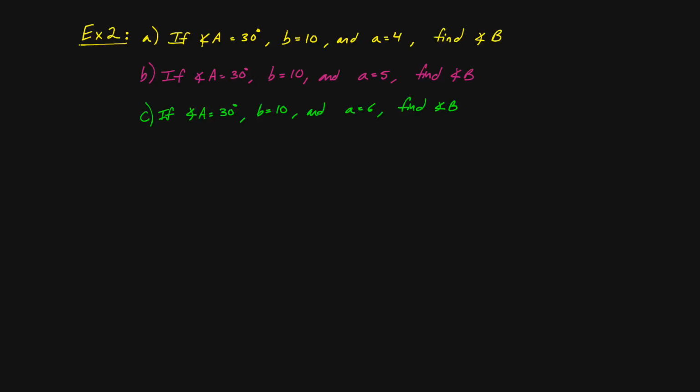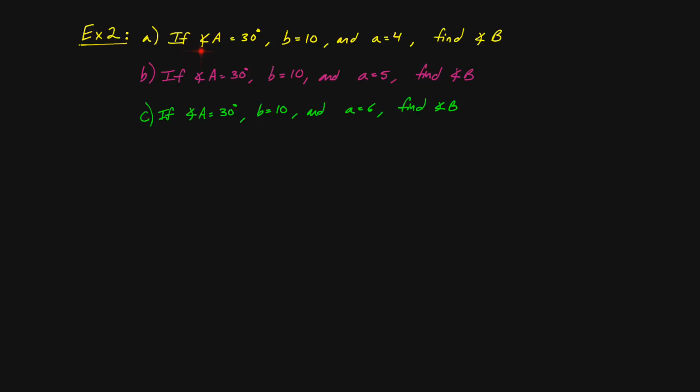So this is a continuation from part 1. This is part 2 of Law of Signs, focusing on the ambiguous cases. For this problem, it's going to be very different in this case because, well, I'll show you in a second. But basically, we have three different parts.